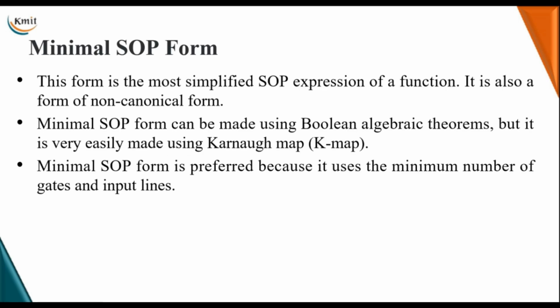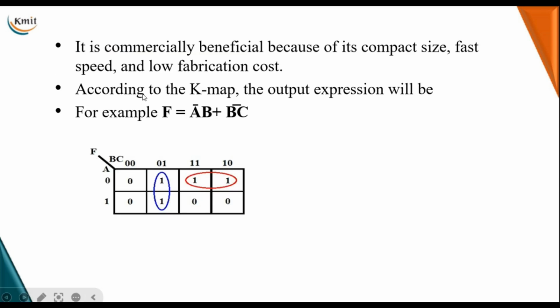So now, in order to obtain the minimal SOP form, we are going to use Boolean laws and the Karnaugh map method. Upon using the Karnaugh map and Boolean algebra, your SSOP functions will be converted into minimal SOP, and these minimal SOPs are preferred for realizing Boolean functions with the minimum number of gates as well as the minimum number of input lines. So this is one of the non-canonical forms of representation of your SOP expression. Now I used a K-map method here in order to get the minimal SOP form.